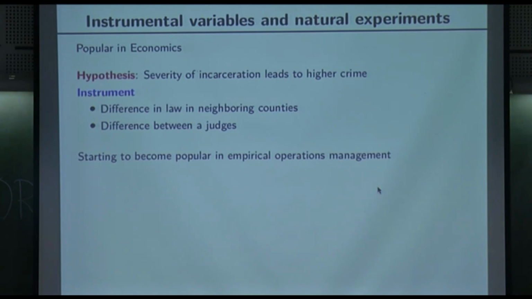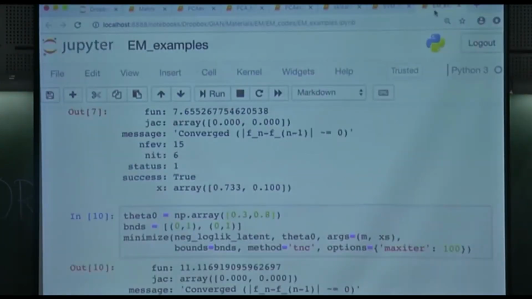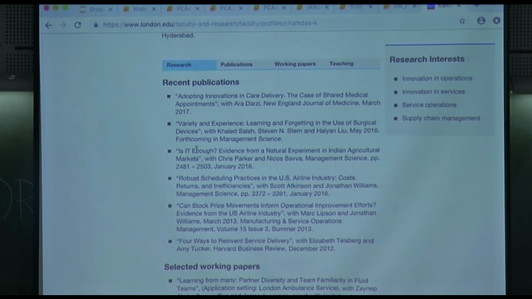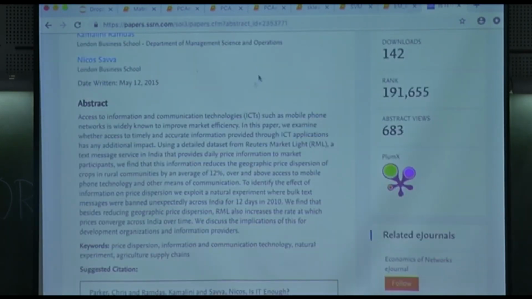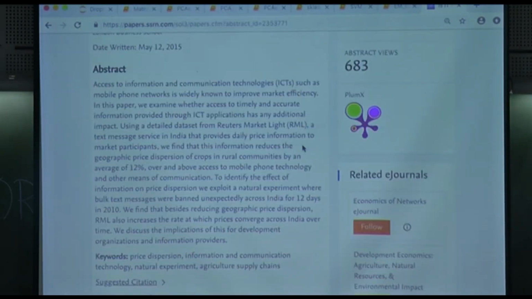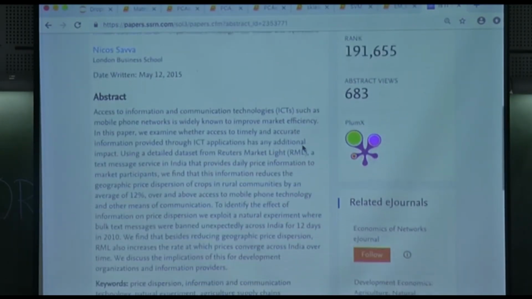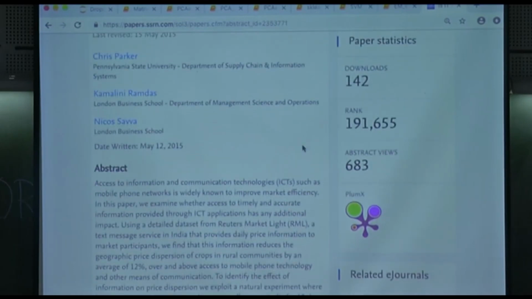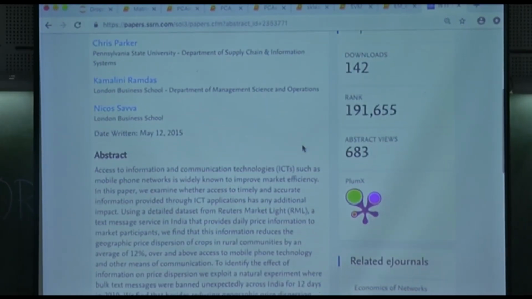Now this idea of natural experiments is starting to become very popular in empirical operations management in a big way. So there was a wonderful experiment. Let me see if I can bring up that paper. It's a very nice experiment which is worth reading. Yes, this one. This is a very nice paper that I would recommend reading. This paper is a few years old. It appeared in 2015, so it's about 2 years old, by Chris Parker.